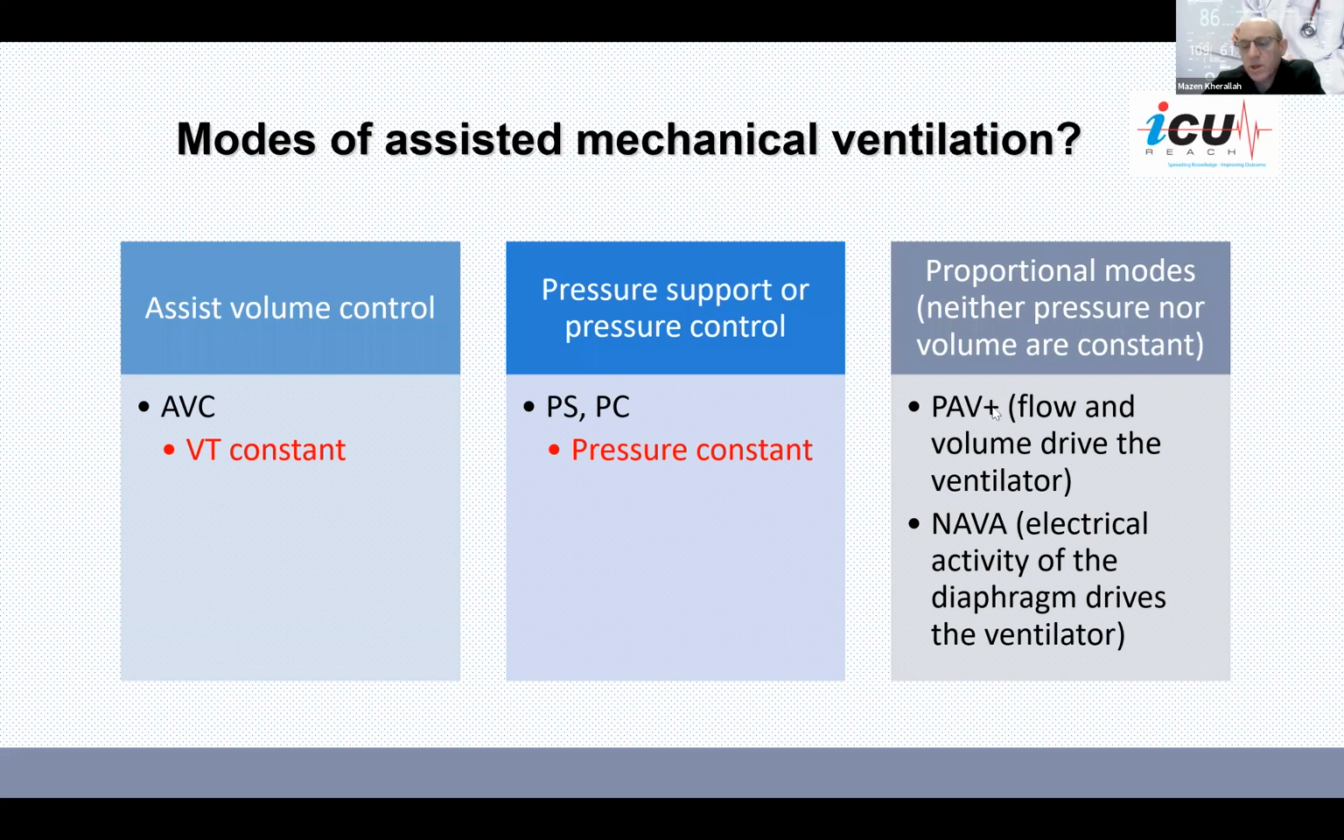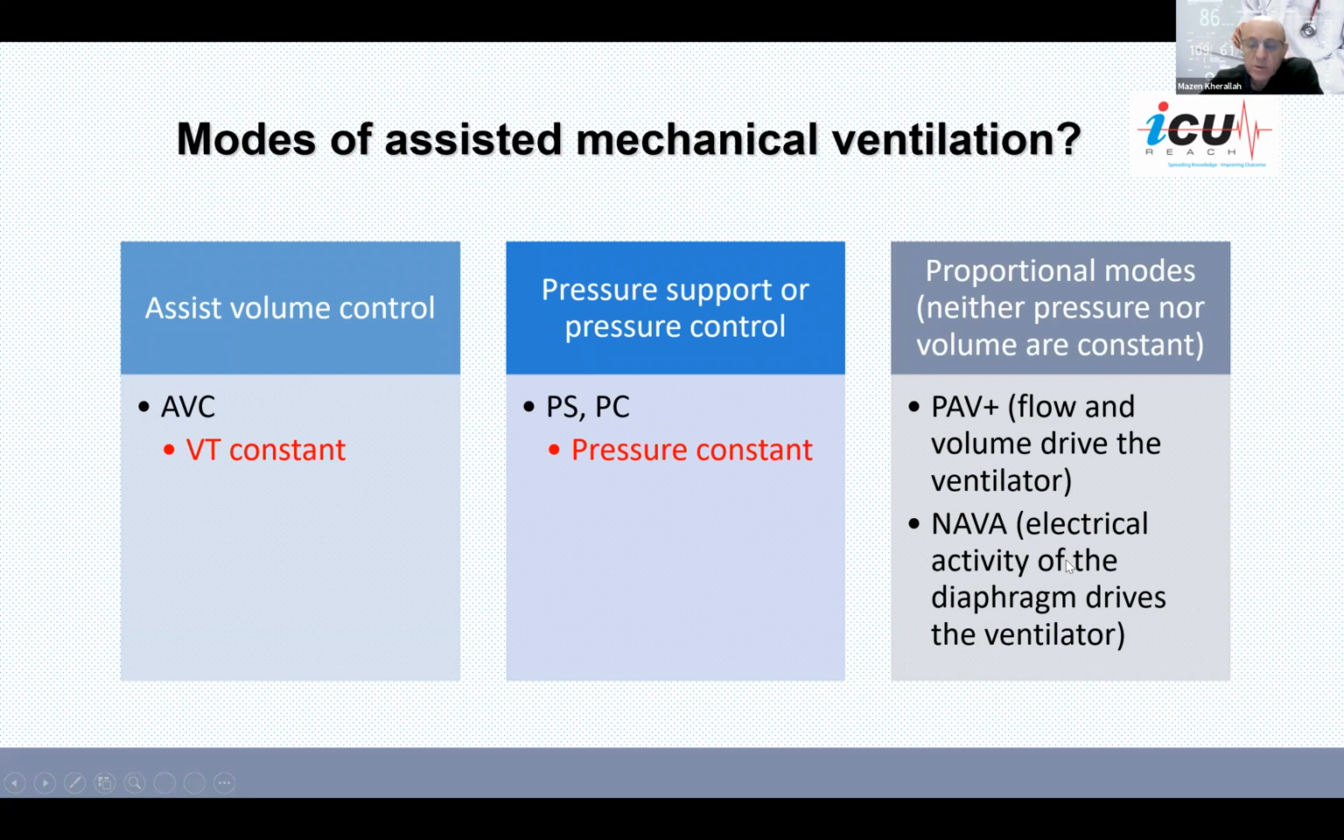Now in proportional modes, and when we say proportional, we have mainly two different modes. We're going to be talking about the PAV or PPS today, in which the flow and volume both drive the ventilator. And this is the flow and volume of the patient's efforts. And then we have NAVA. It's another proportional mode, but the ventilator is driven by the electrical activity of the diaphragm, which is completely different than PAV or PPS.